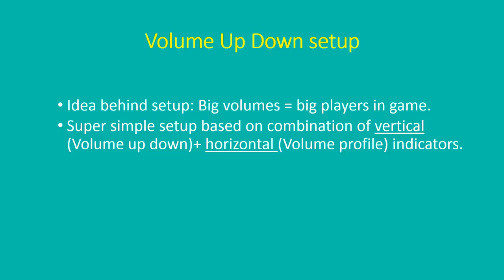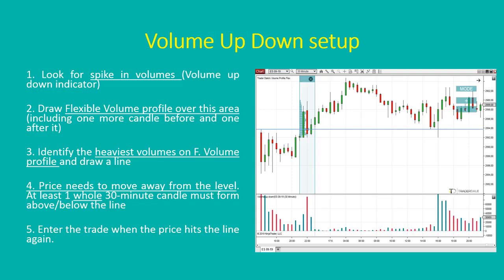So let me show you how the setup looks. Here are the steps for the trading setup. The first step is you look for a spike in volumes, and you look for the spike on the volume up-down indicator. This is the volume up-down indicator, this one. As I said, it's a built-in indicator, it's already in NinjaTrader, it's a free one. It's called volume up-down. Alright, here it is written.